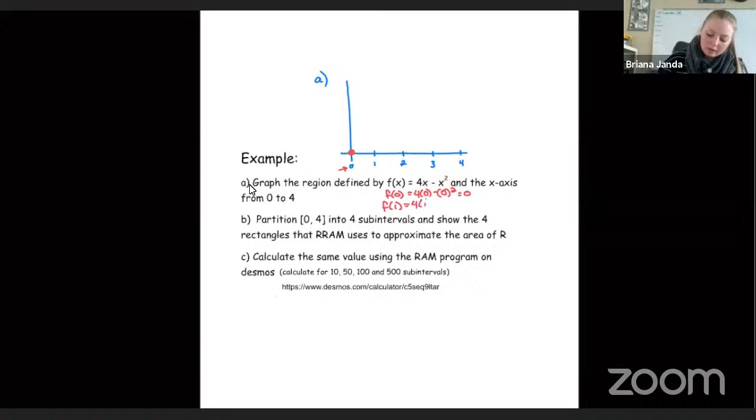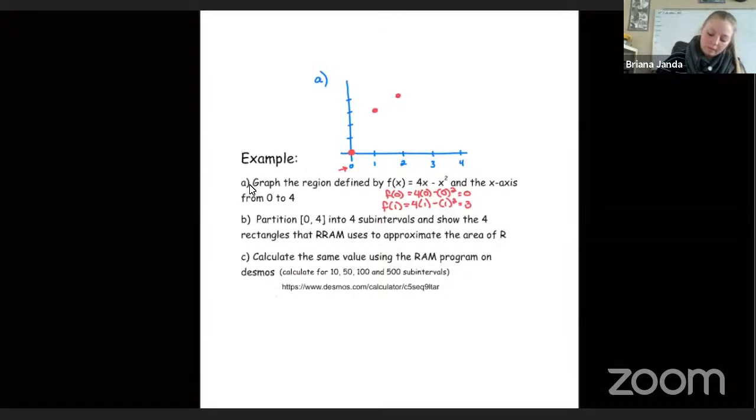Plug in a 1. Let's see, 4 times 1 is 4. Minus 1 squared would be 3. So I'd have a point at 1, 3. And do that same thing for 2. If I plug 2 in there, 4 times 2 is 8. Minus 2 squared is 4. So 8 minus 4 is 4.